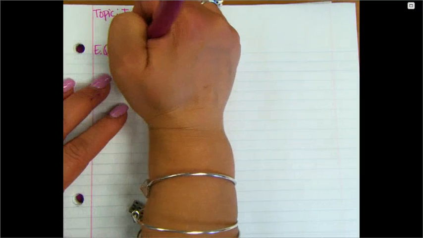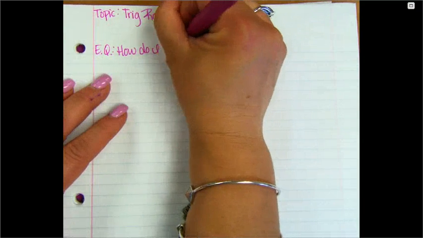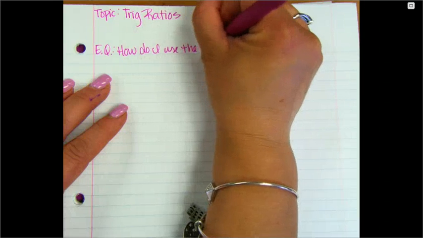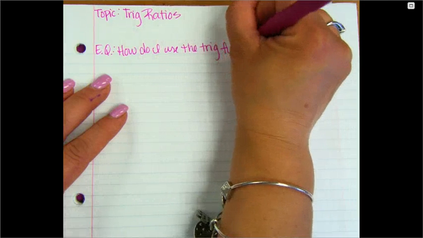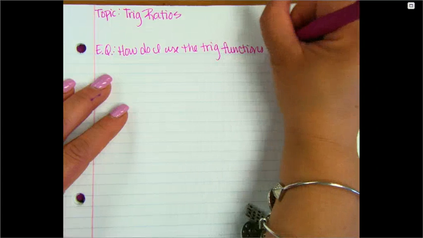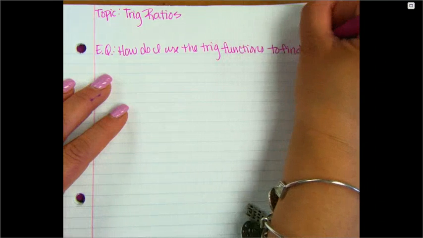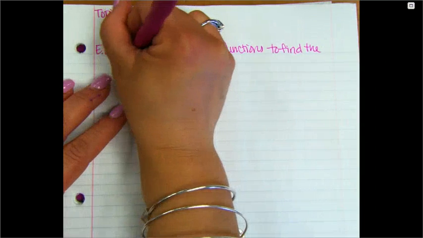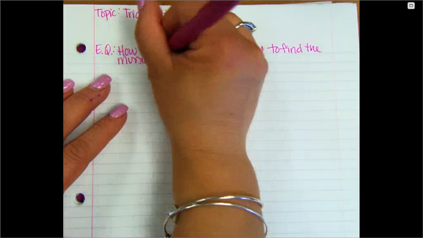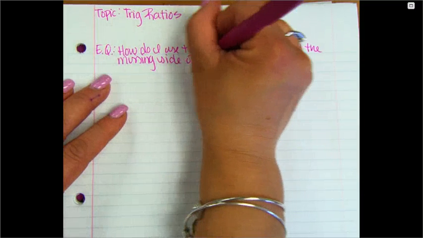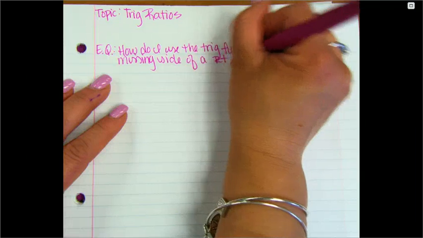So your essential question is, how do I use the trig functions to find the missing side of a right triangle?